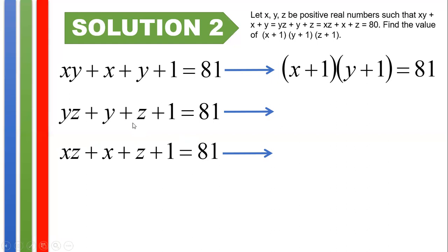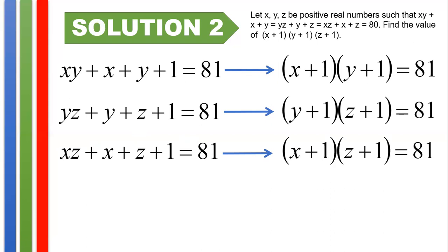Also, doing a similar thing to the left-hand side of the second equation, this becomes y plus 1 times the quantity z plus 1 equals 81. And for the third equation, we have x plus 1 times the quantity z plus 1 equals 81.